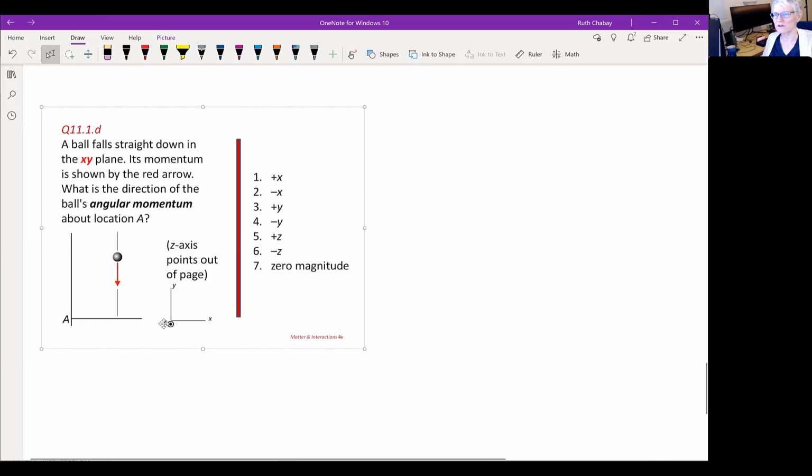We have the usual coordinate system. And the question is, if we take the origin here, location A, and we just calculate the angular momentum using the expression for angular momentum, r cross p, what direction are we going to get? And then we'll see if this makes any sense.